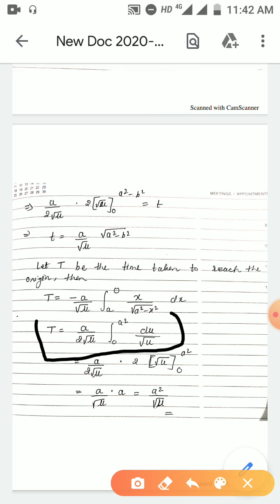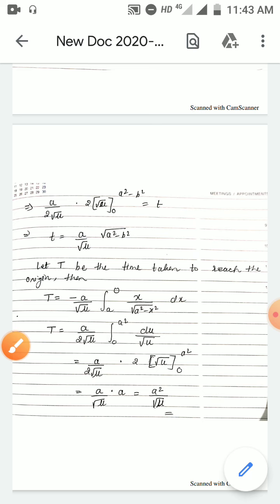Using the above substitution, T is equal to a by 2 root mu integration 0 to a square du by under root u. After integration we will get a by 2 root mu into 2 root u, and the limit is 0 to a square. So finally we will get a by root mu into a, that is a square by root mu. So this is the proof.